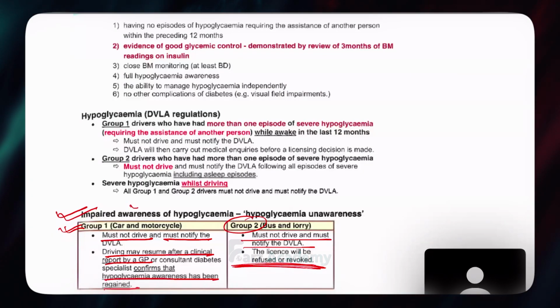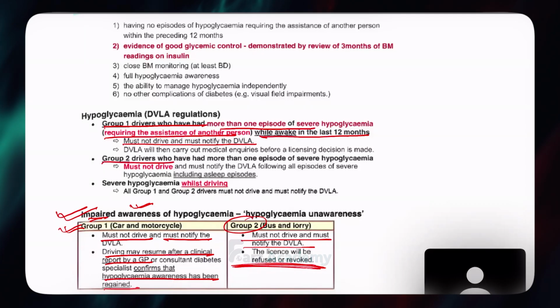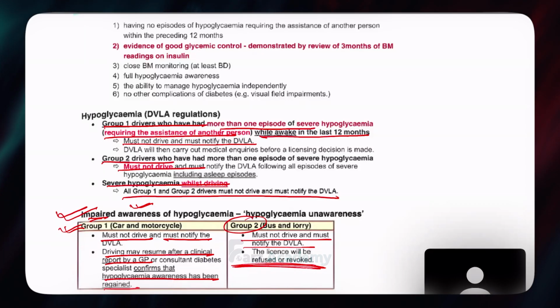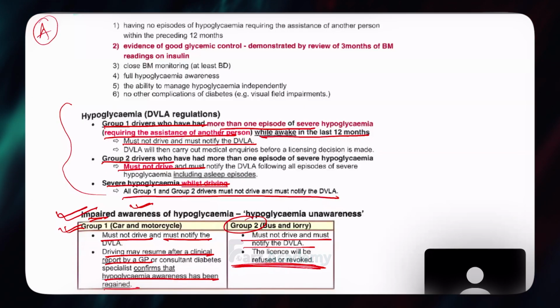So this is the ones who have got impaired awareness. But if they're aware of the hypoglycemia, in group 1, drivers who had more than one episode requiring the assistance of another person while awake in the last 12 months, they must not drive and should inform the DVLA. Group 2 drivers should not drive. Severe hypoglycemia while driving, all group 1 must not drive. So this is one set of questions that can be asked. This is the second set of questions, this is the third set of questions.